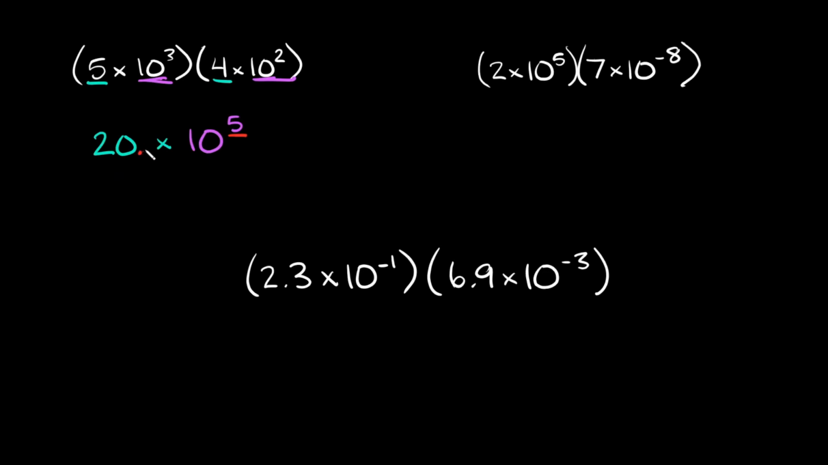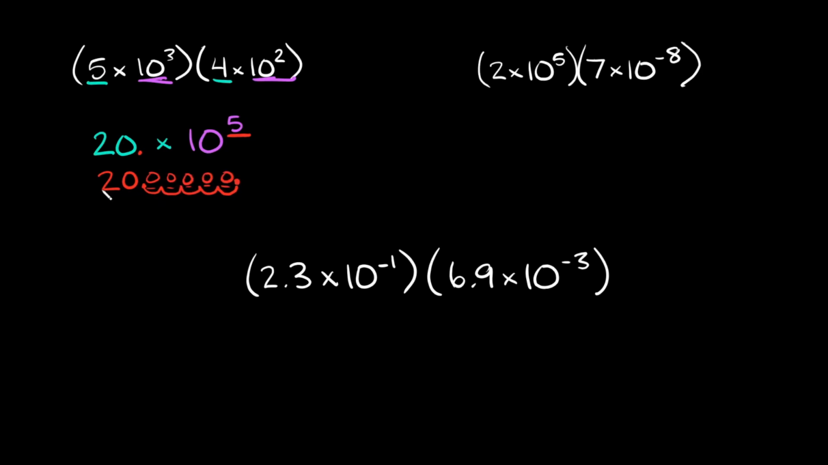Okay, so let me rewrite this a little bit. So we're going to have 20, and then our decimal point is right there, right? And then we're going to move it 5 times. It's a positive 5, so we're going to move it 5 times to the right. So we're going to go 1, 2, 3, 4, 5. Okay, so that's where our new decimal place goes. And then we have all these empty place values, right? We have 1, 2, 3, 4, 5 empty place values. So you just fill those in with zeros. So 1, 2, 3, 4, 5.